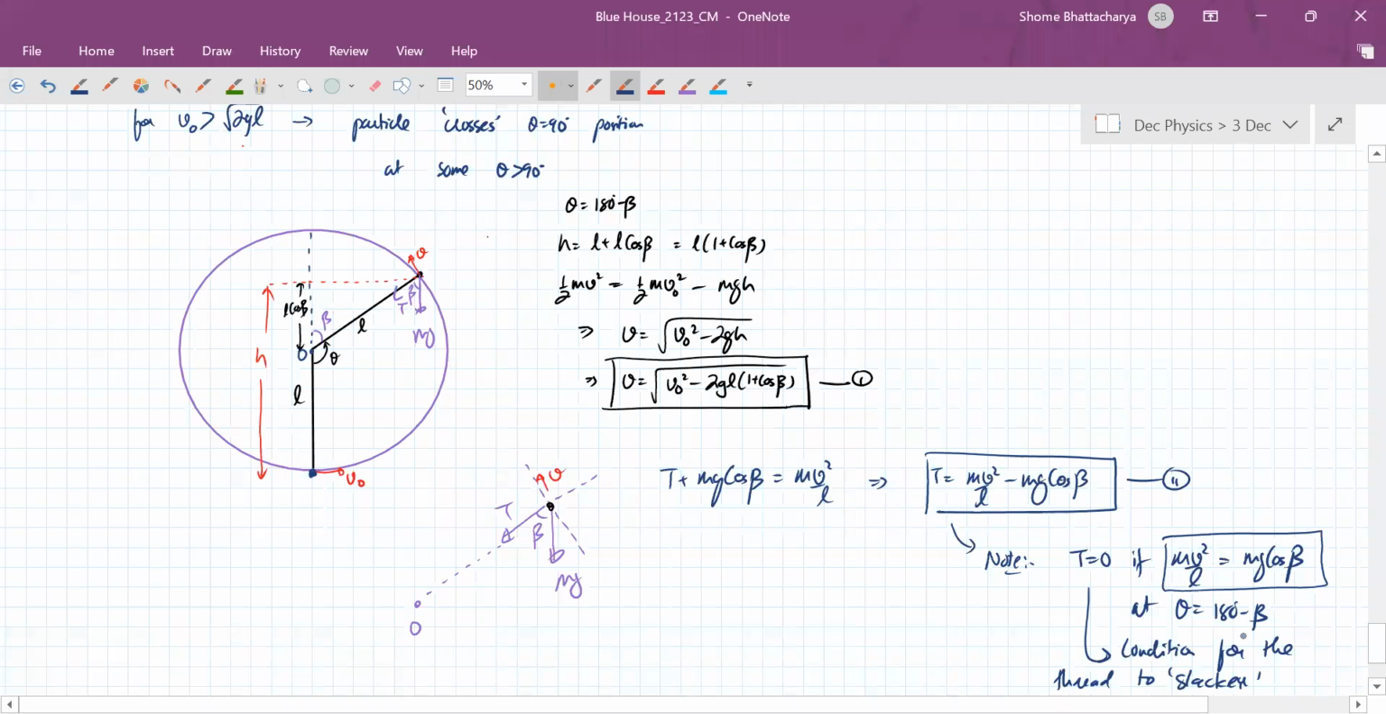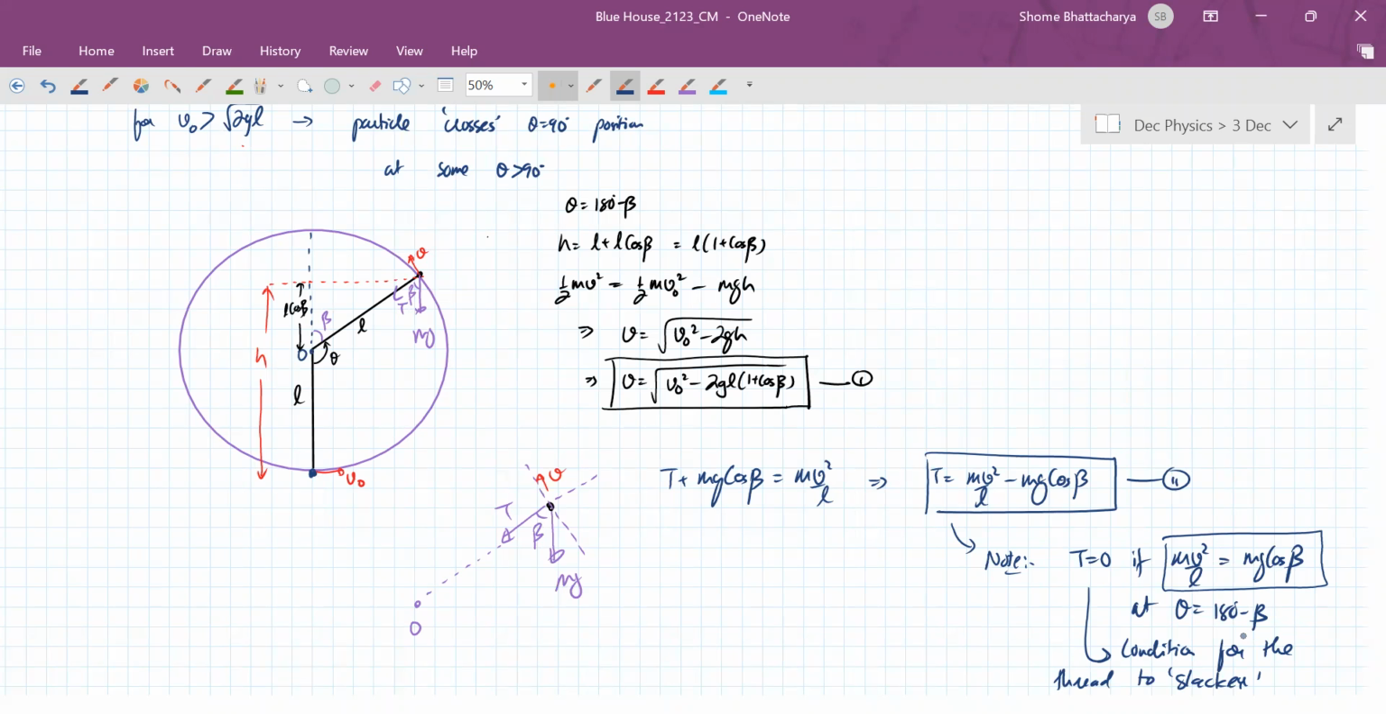But how small it is also depends on how much V naught is. If your V naught is comparatively large, even though your V is decreasing, it will never become so small that mv square by L is cancelled by mg cos beta. So your tension will not become 0. Your string will always remain tight.